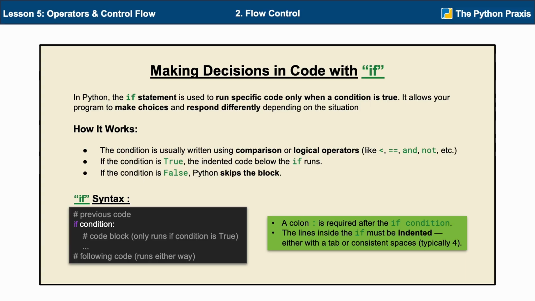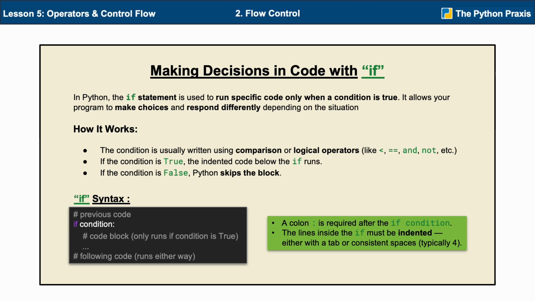How it works. The condition is usually written using comparison or logical operators. If the condition is true, the indented block of code below the if statement runs. If the condition is false, Python skips all the indented block of code below the if statement.